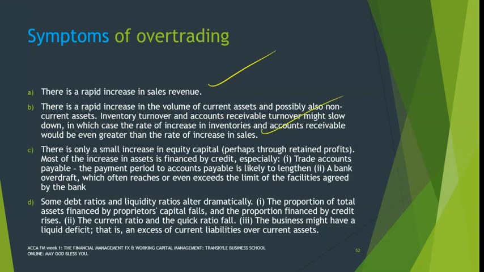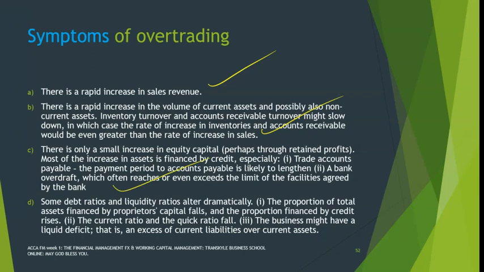This is another symptom. There's only a small increase in equity capital, perhaps through retained profits. Most of the increase in assets is financed by credit, especially trade accounts payable. The payment period to accounts payable is likely to lengthen. A bank overdraft, which often reaches or even exceeds the limit of the facilities agreed by the bank.